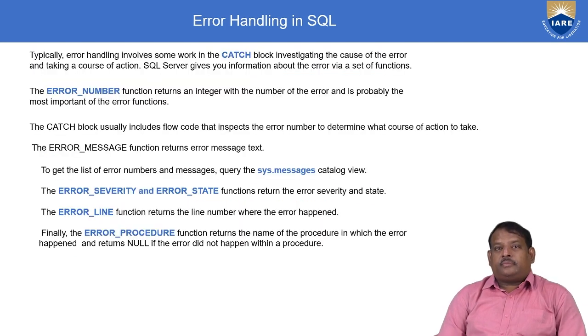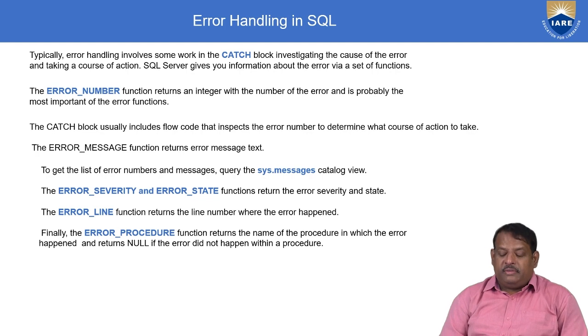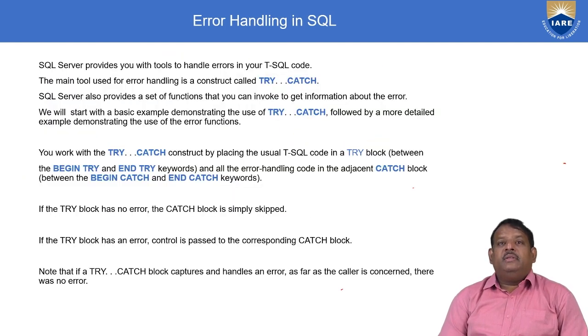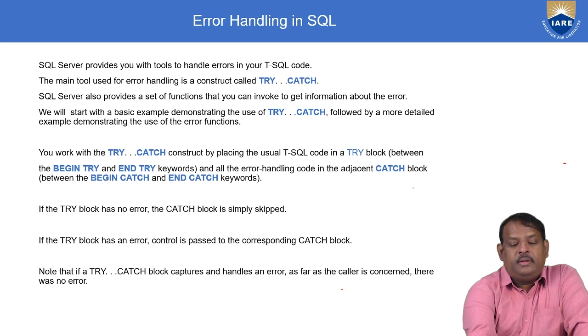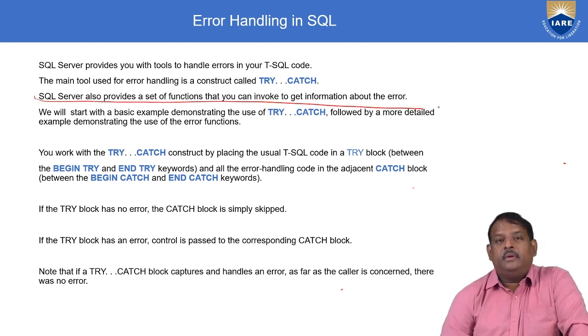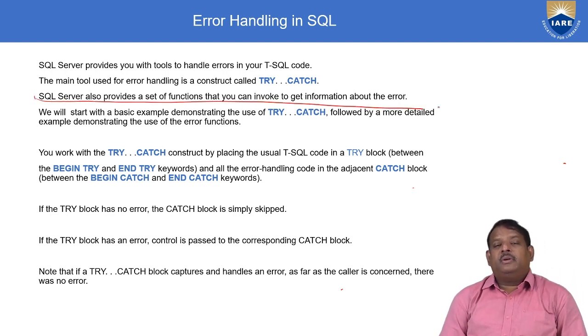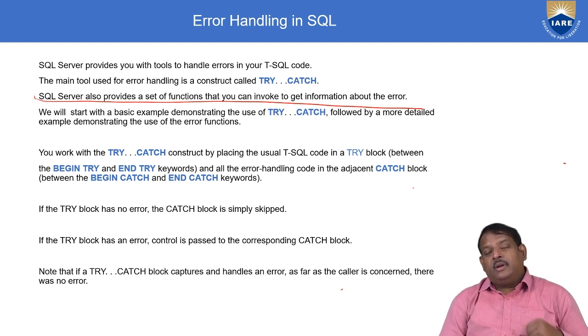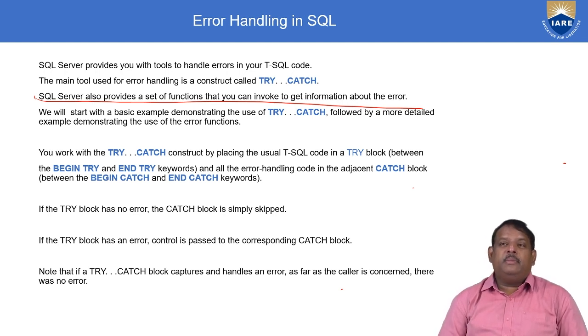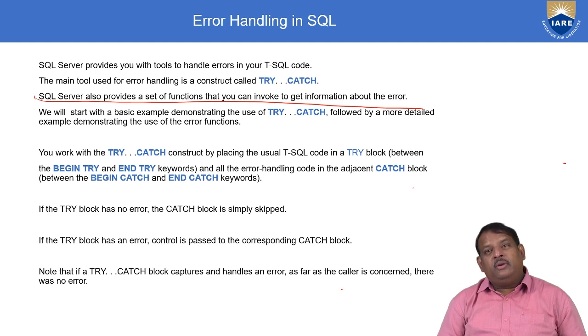Now we'll see what are the various functions. In the first slide, we have seen that in SQL, see the third line. SQL Server also provides you a set of functions that you can invoke to get information about the error. So whenever you write some statement and you get an error, like trying to divide 10 by 0, you're going to get an error.